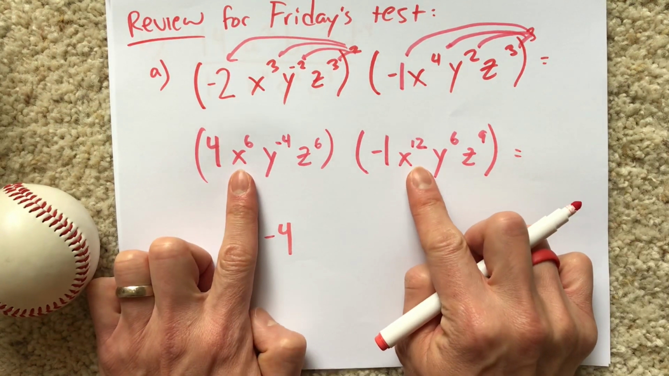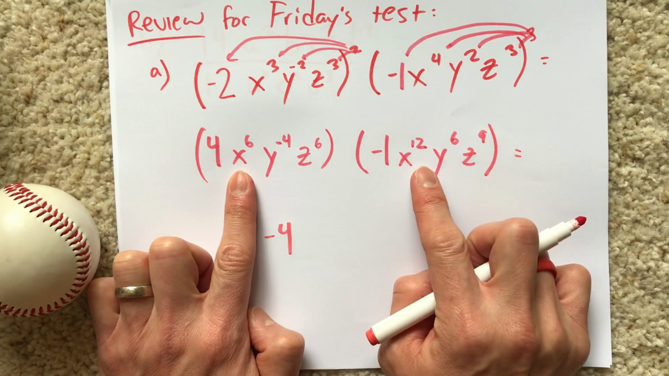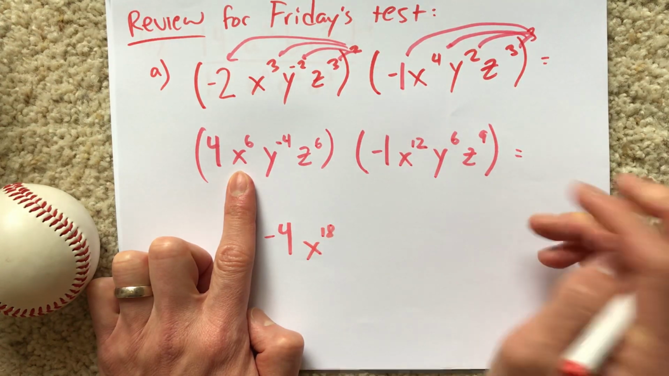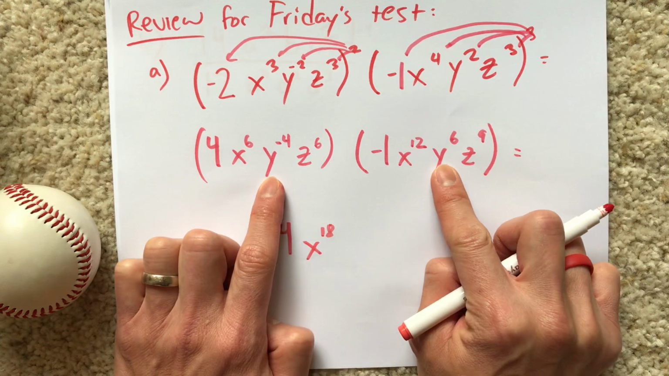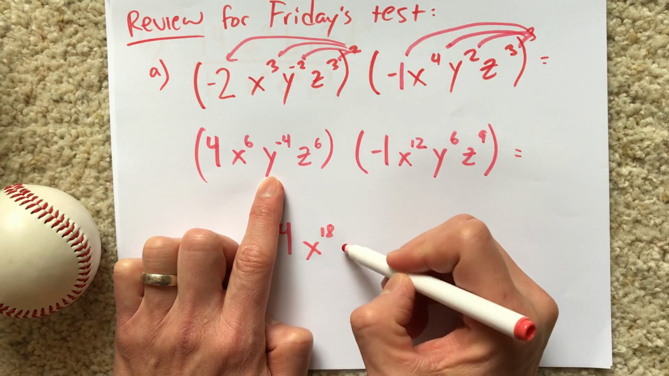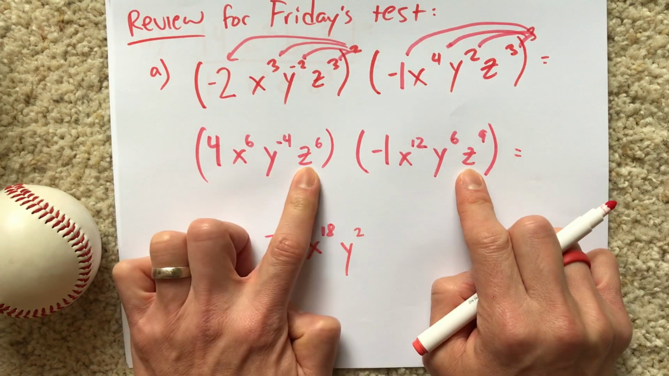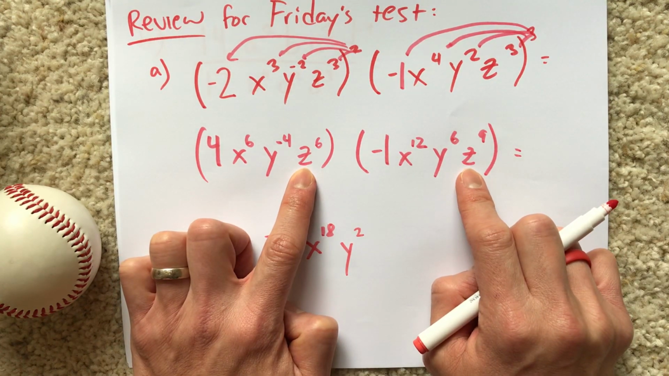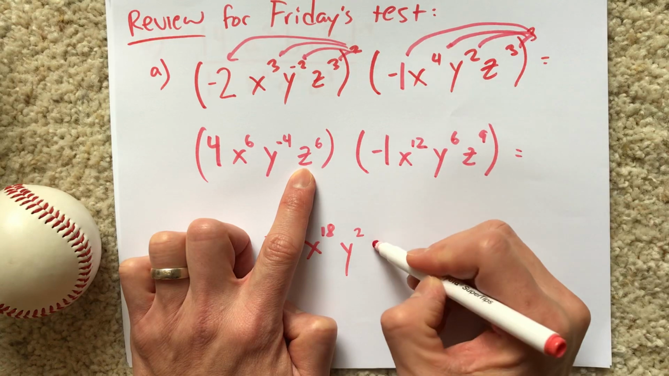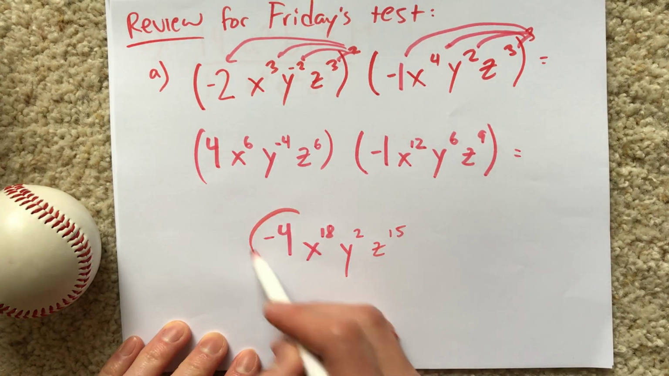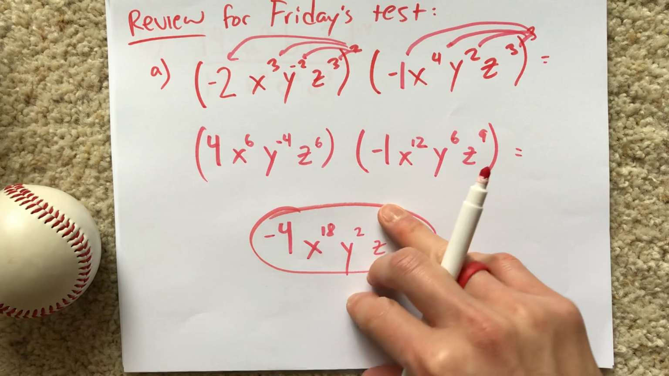And then now we're going to add these. So x to the 6th power times x to the 12th power, we're going to add those to be x to the 18th power. y to the negative 4 times y to the 6th power would be y to the 2nd power. And then z to the 6th power times z to the 9th power, we're going to add those exponents. We have z to the 15th. Okay? And here you go. Here's your answer.